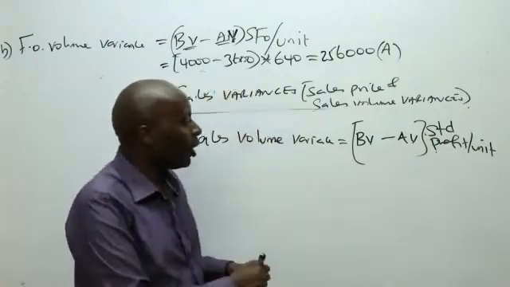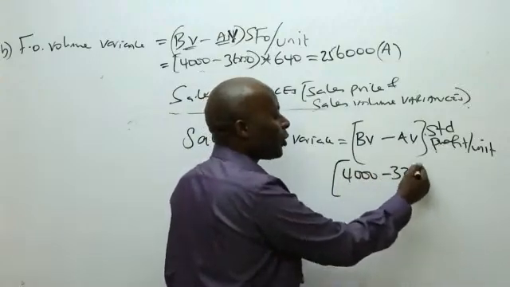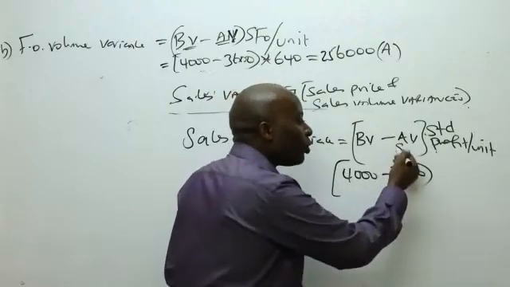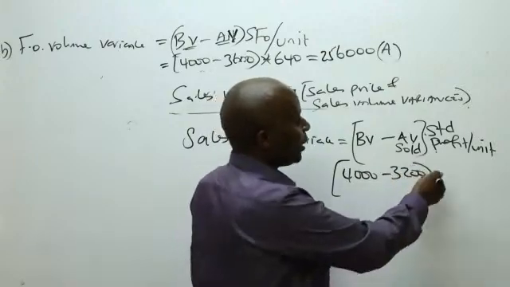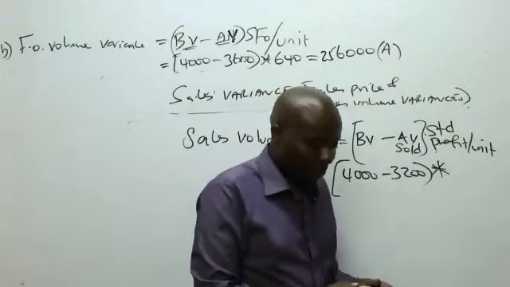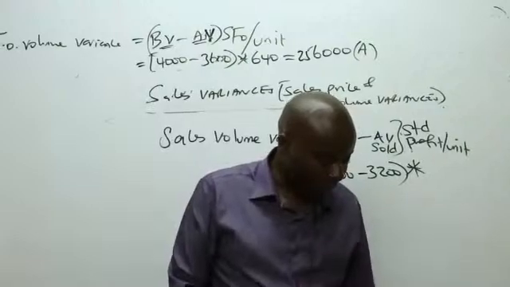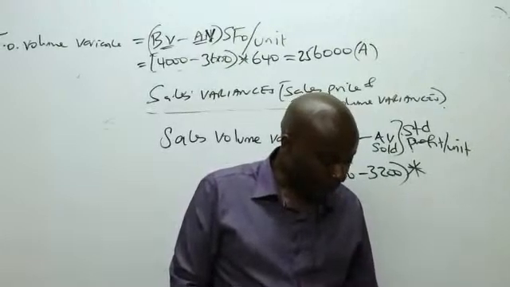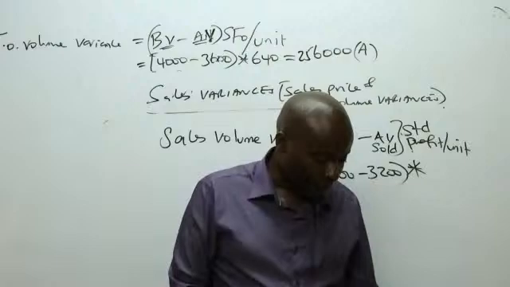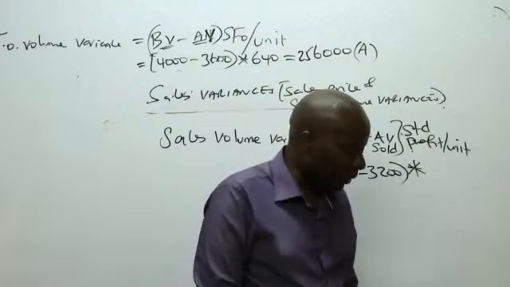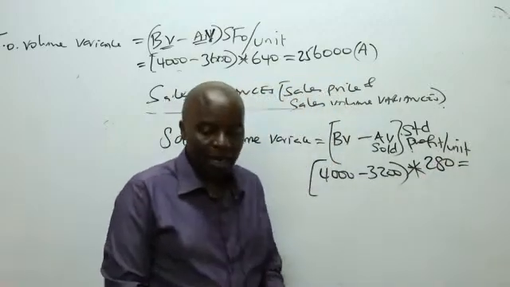These are things we get to know. So the budgeted volume, we were budgeting to sell 4,000, but we actually sold 3,200. Remember, this is actual volume sold, not produced. It's a sales variance. Times the standard profit per unit, who is able to give me this figure? What do we have there? 280. Somebody is giving me a figure of 280. Thank you very much. So please give me the final answer.